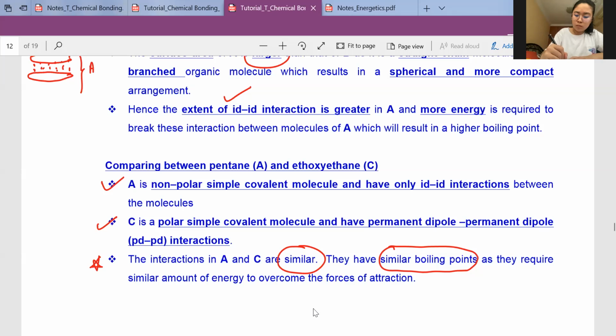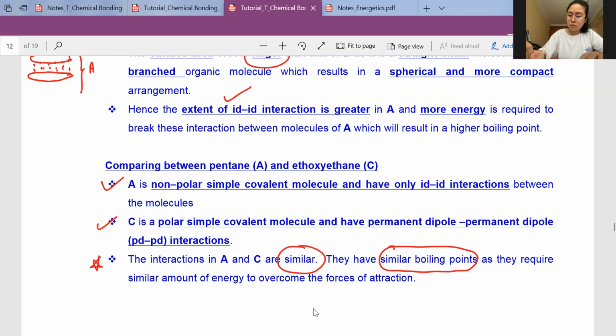You're not expected to memorize boiling point. Oh, cannot? So Rachel, you understand where I'm coming from, right? When you read the answer, it actually doesn't make sense. I thought PD is higher than ID. You're right. Nothing wrong with what you have learned.